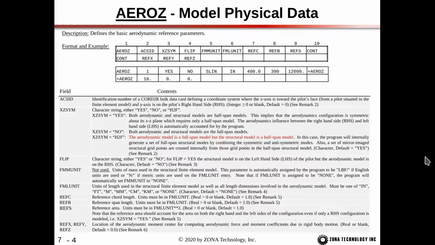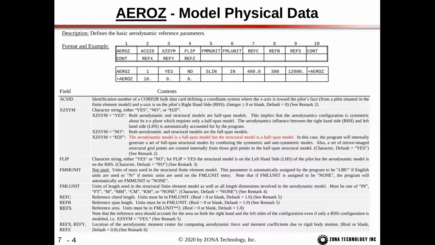This is the AEROZ bulk data card. The first field is the ACSID. This is not an ID field, unlike most other cards. This is an identification number of a CORD2R card, which defines a coordinate system in the structure model, where the x-axis is towards the pilot's face or towards the aft of the aircraft, and then the y-axis is the right-hand side. This allows you to define a local coordinate system for the structure model so that ZEUS can rotate the structure model to line up with the aerodynamic model.